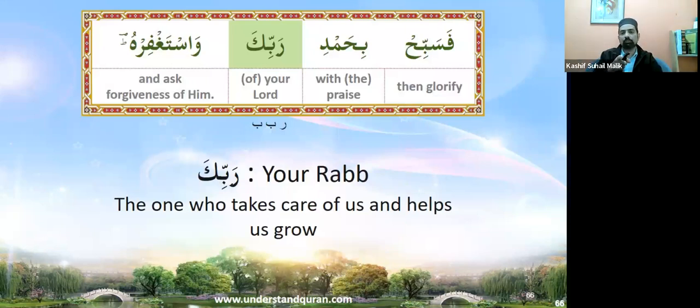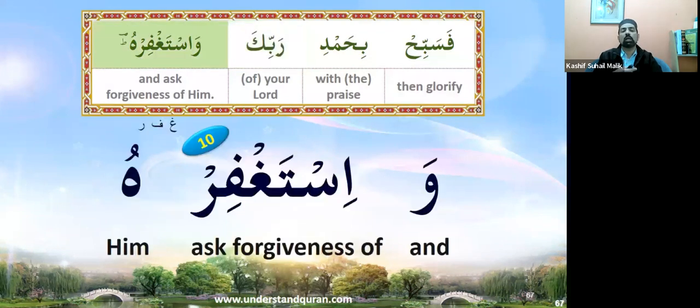Rabbika, your Lord. We have learnt it from the table. And Lord is the one who takes care of us all the time, helps us grow. Wa istaghfirhu. You made the three parts of it. Wa and istaghfir. Ask forgiveness. Who? Him. From him. So it comes from the same huwa and who. So Allah is asking the Prophet now, since everybody is entering into the deen of Allah, fasabbih, so do the tasbih, glorify, do the praise of your Lord and ask forgiveness of him.